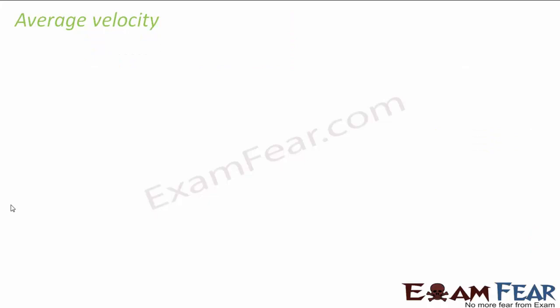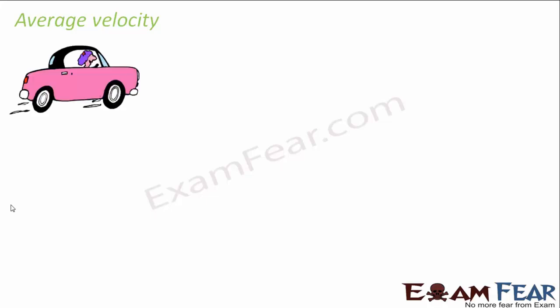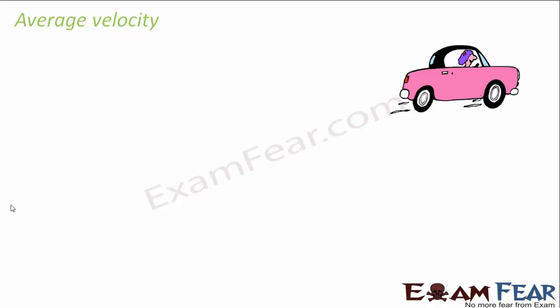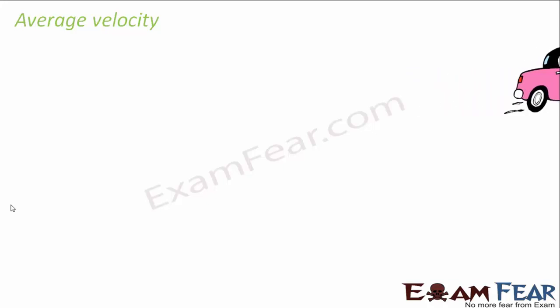Now on similar lines, we have something called average velocity. The way we defined average speed, similarly we define average velocity. But the only difference is that in case of speed, we are talking about the distance covered. In case of velocity, we will talk about the displacement. So we will also talk about the direction in case of velocity.